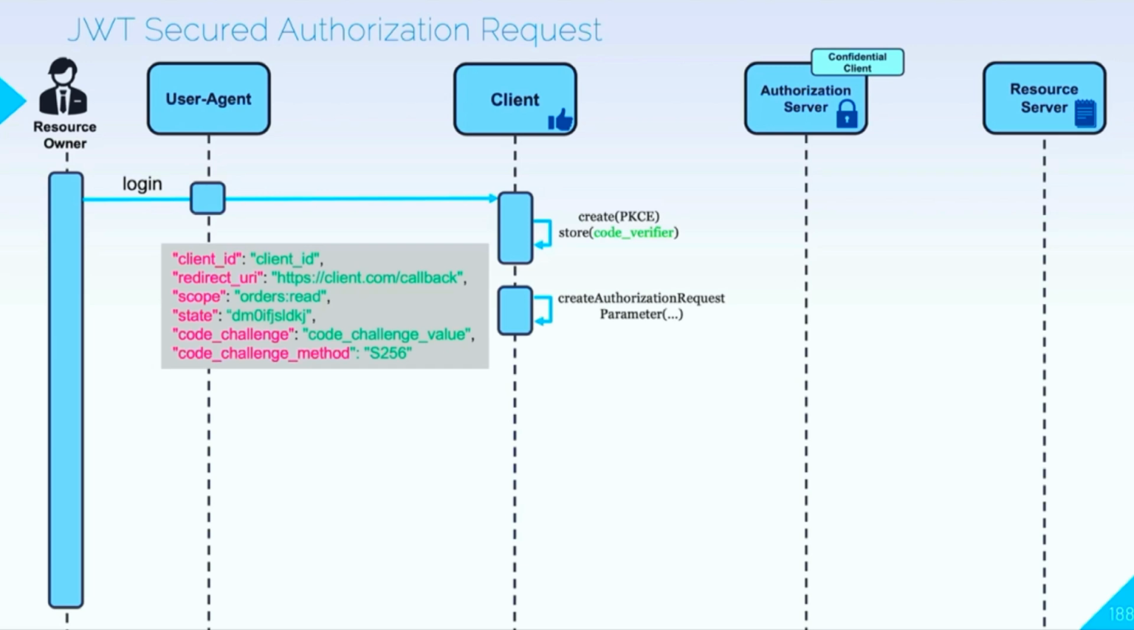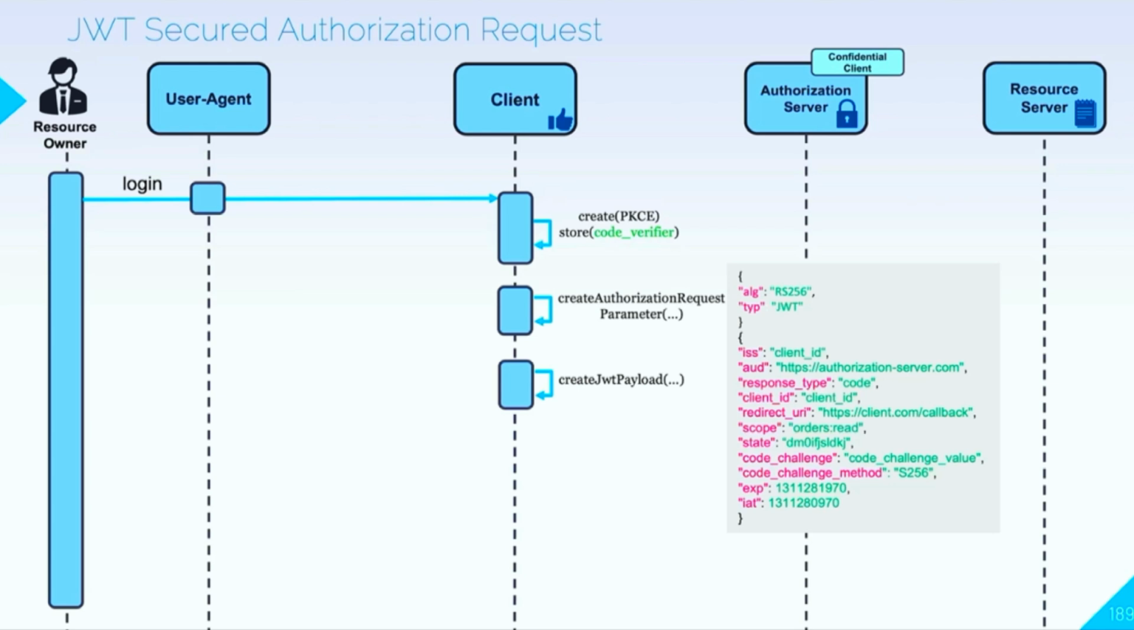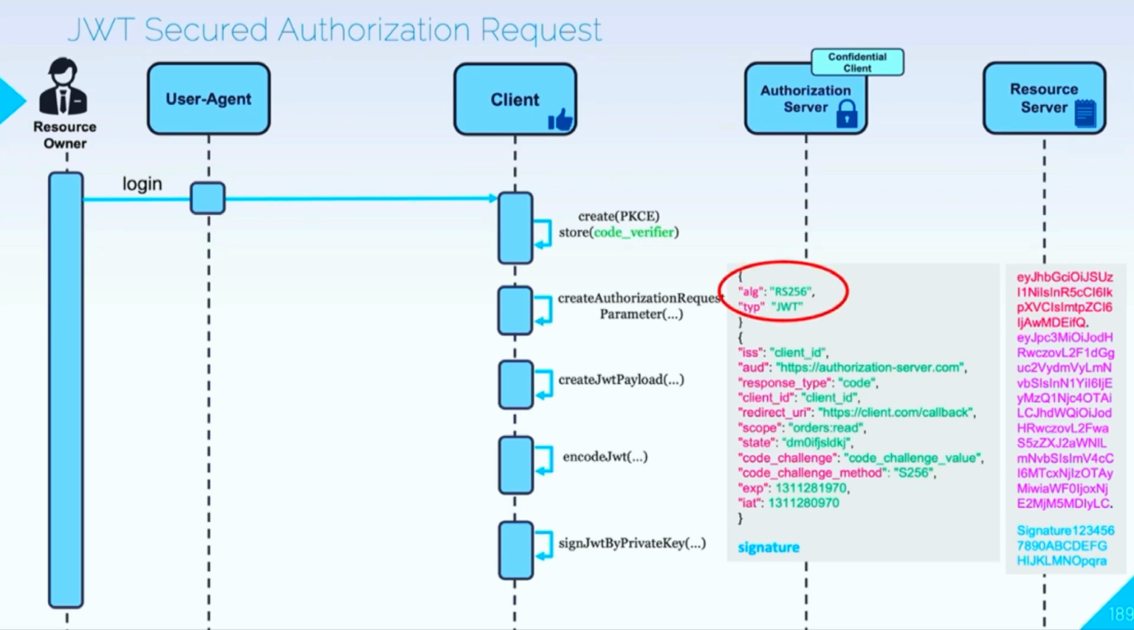But instead of including these parameters in the URL, the client creates a JWT, JSON Web Token, and packages them into its payload. And then the client encodes the token, both the header and payload, in base64 URL format. The client then signs the JWT using its private key. The recommended signing algorithm here is asymmetric with RS256, RSA using SHA-256, which ensures stronger security by utilizing a public and private key pair. This means that the client must securely store its private key for signing the JWT, as the integrity and authenticity of the token rely on this key.